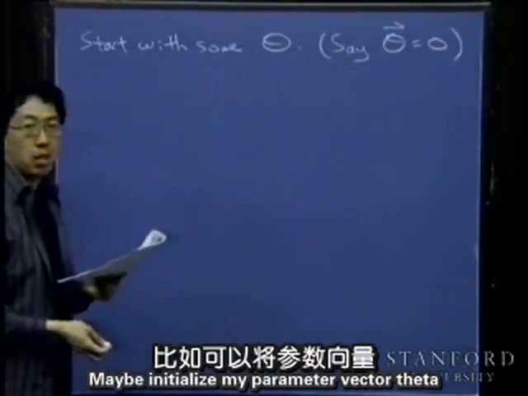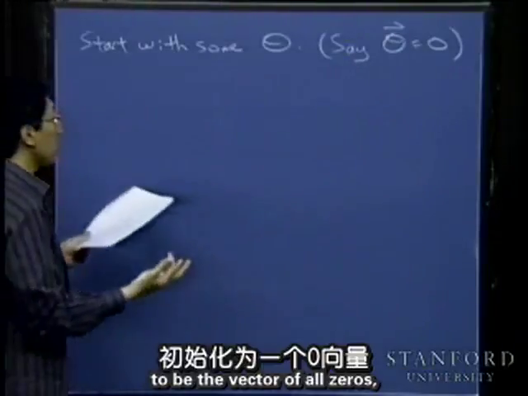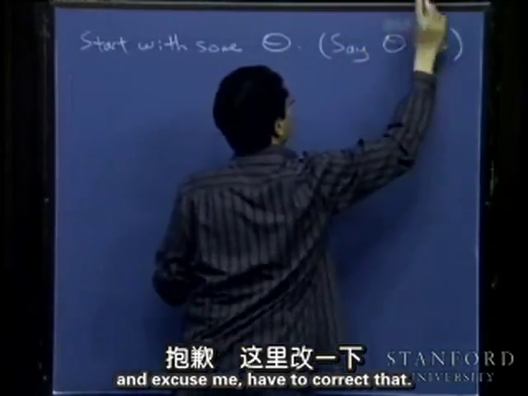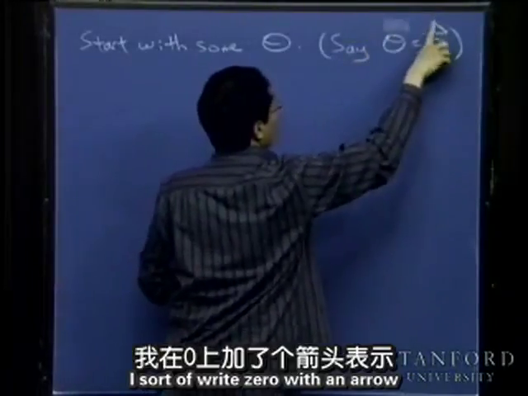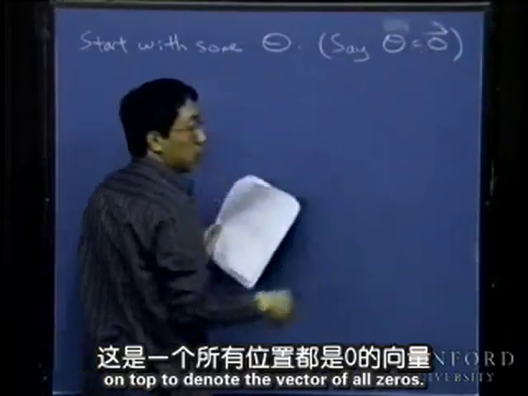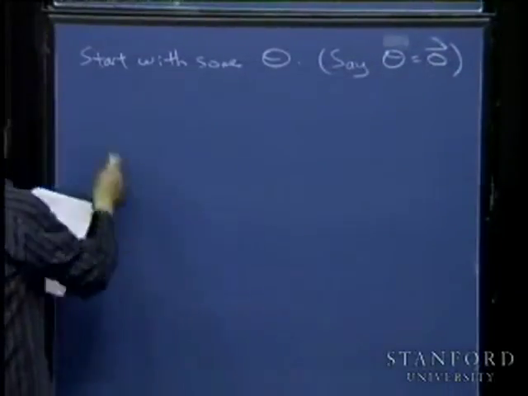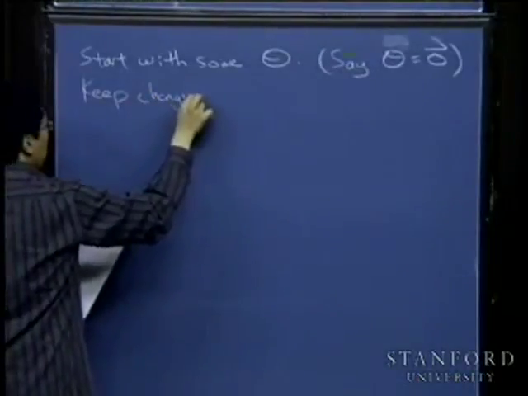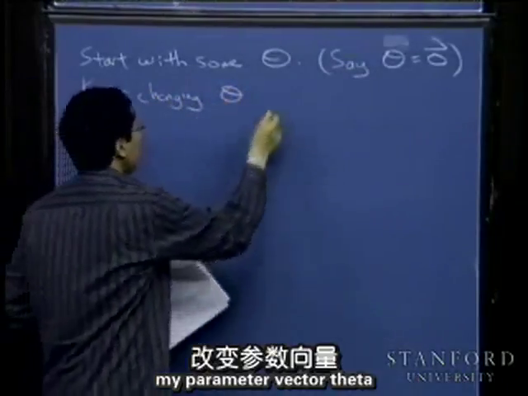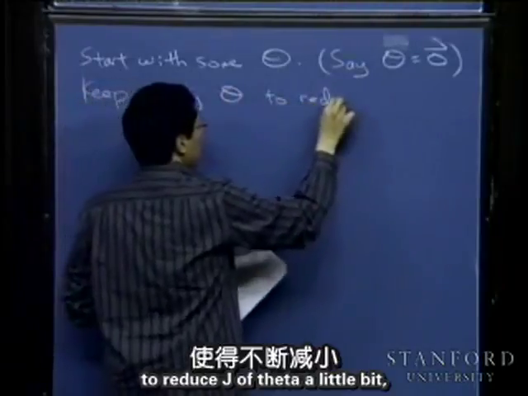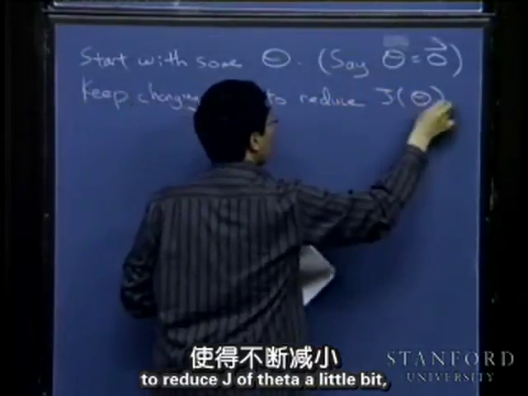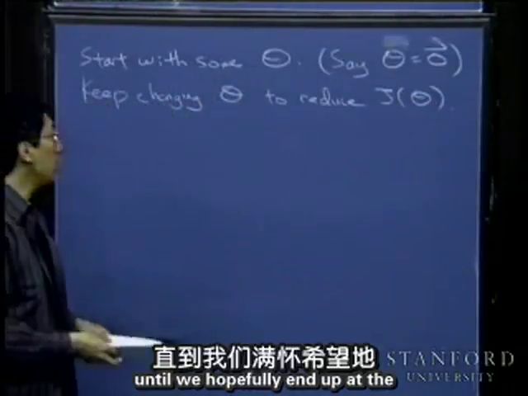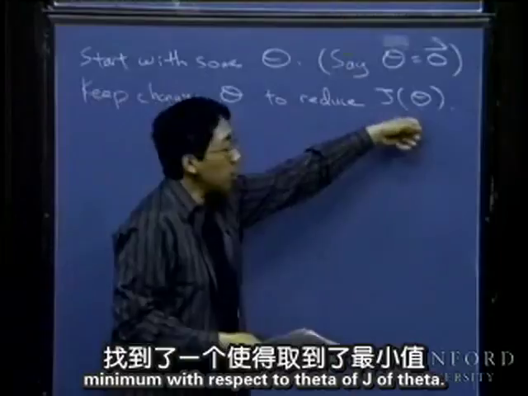Maybe initialize my parameter vector theta to be the vector of all zeros. I write 0 with an arrow on top to denote the vector of all zeros. And then we keep changing my parameter vector theta to reduce j of theta a little bit until we hopefully end up at the minimum with respect to theta of j of theta.